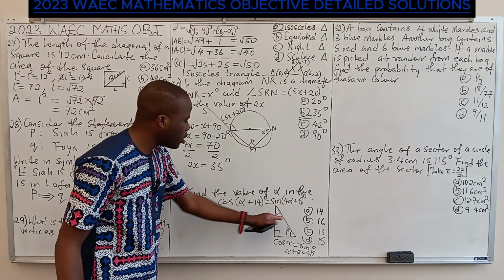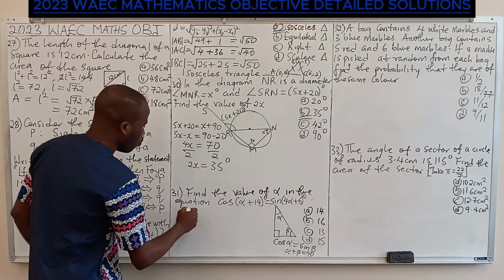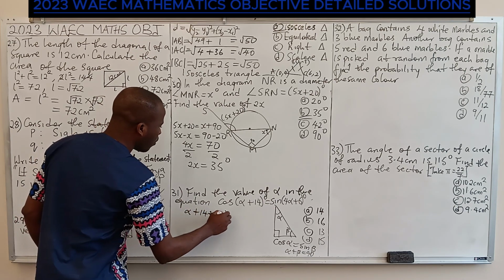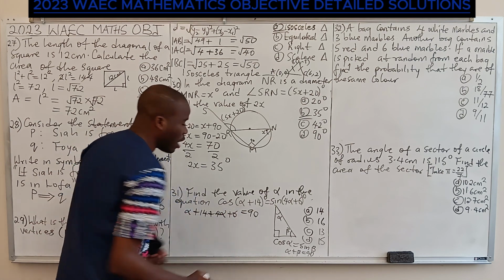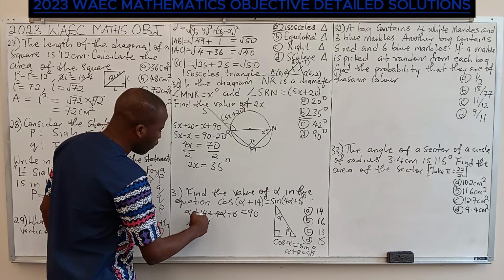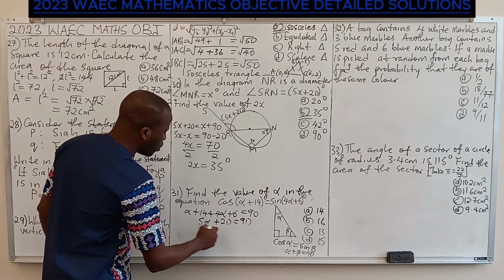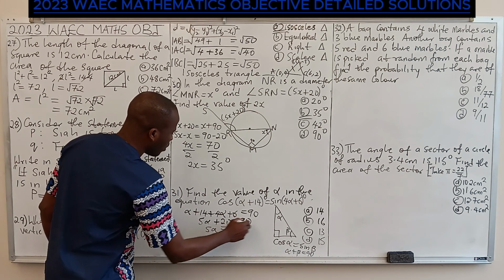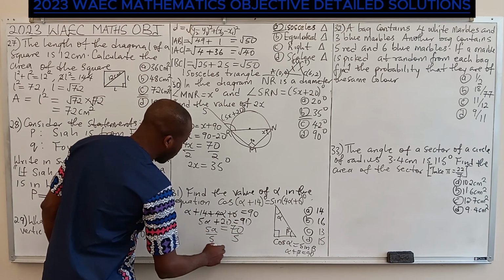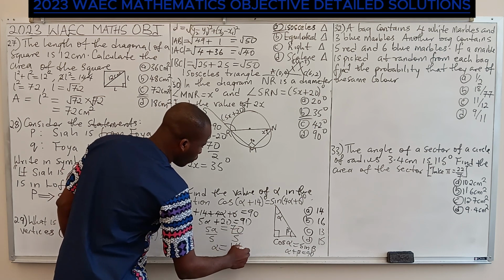So in this case, for these two to be equal, this sum must be 90. So alpha plus 14 plus 4 alpha plus 6 has to be 90 degrees. They have to be complementary. Alpha plus 4 alpha is 5 alpha. 14 plus 6 is 20. This is 90. Subtract 20 from both sides. You have 5 alpha equals 70. Divide by 5. Alpha will be 14.